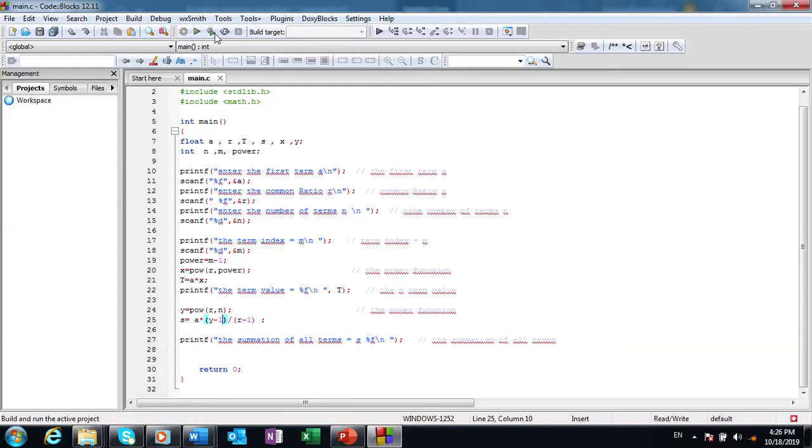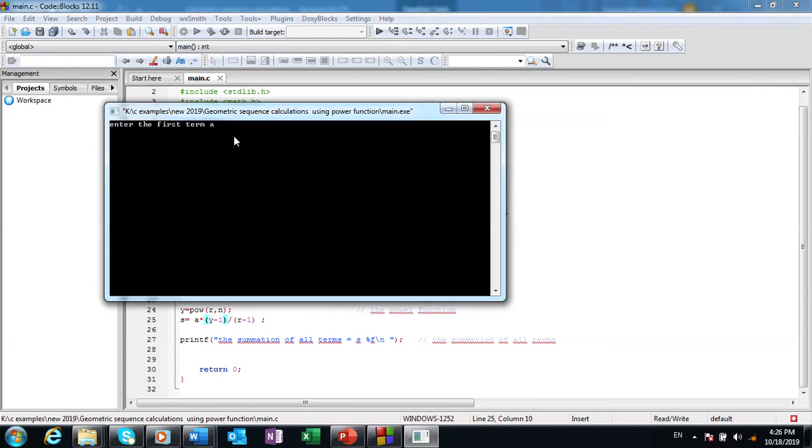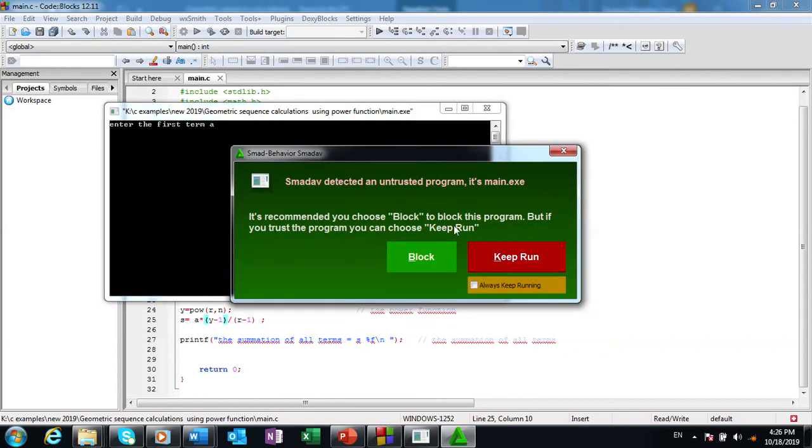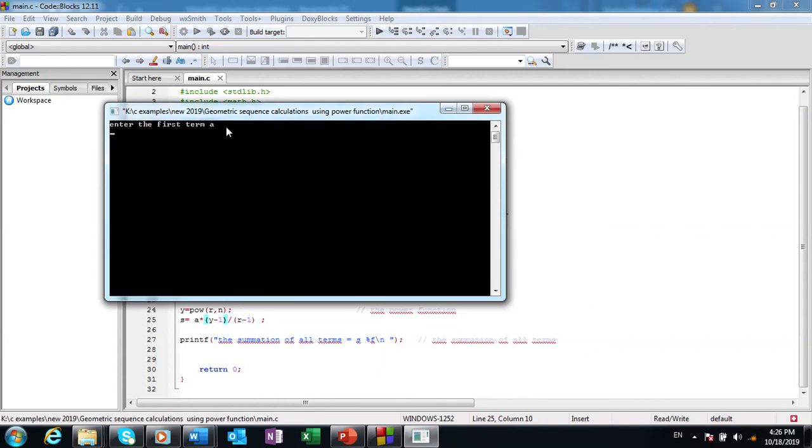Let's try. Enter the first term. 1. Enter the common ratio. 2. Enter the number of terms. 10 terms. Enter the term index. I have 10 terms, I will calculate term number 5.